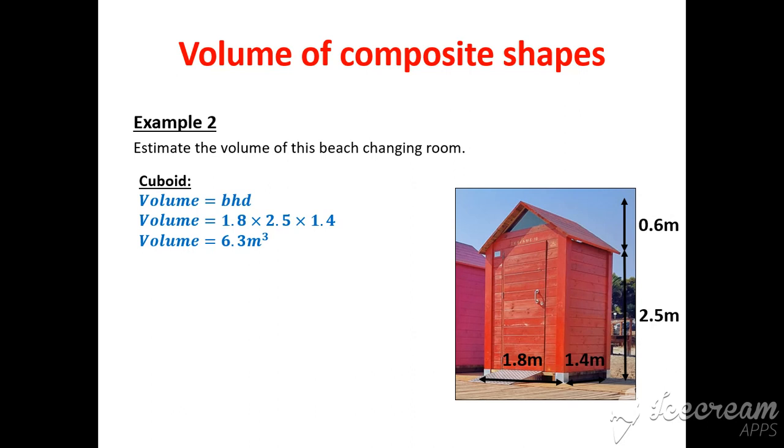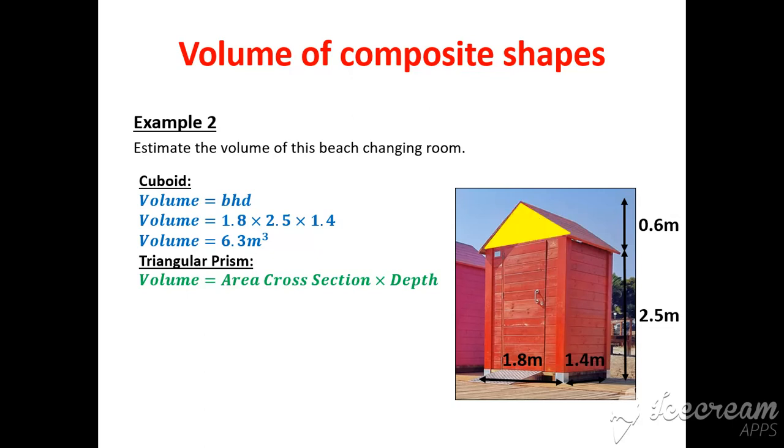That's the cuboid. Now let's turn our attention to the triangular prism at the top, the roof. Now, the volume of a triangular prism is area of cross-section times depth. Now, the cross-section is this triangle bit at the front here. So we're going to go base times height divide 2. That's the area of a triangle. And then we've got to times it by the depth.